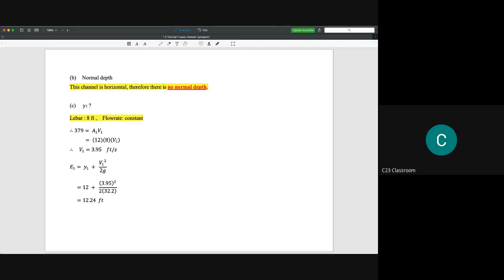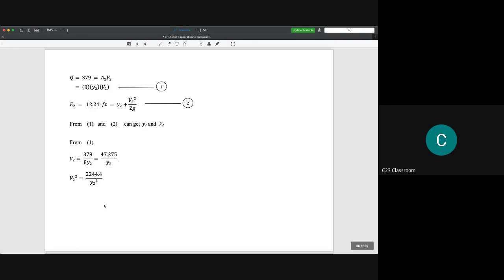So then we could calculate the velocity at point number 1, which is 3.95 feet per second. Then we could calculate the energy at point number 1 by using the energy equation. We substitute all the parameters here. The gravity is 32.2, so we get the energy is 12.24 feet.